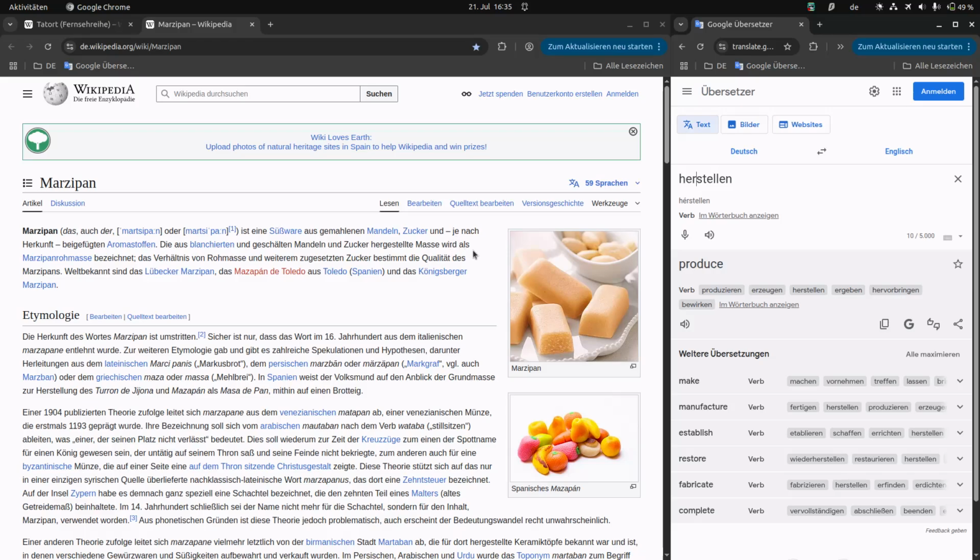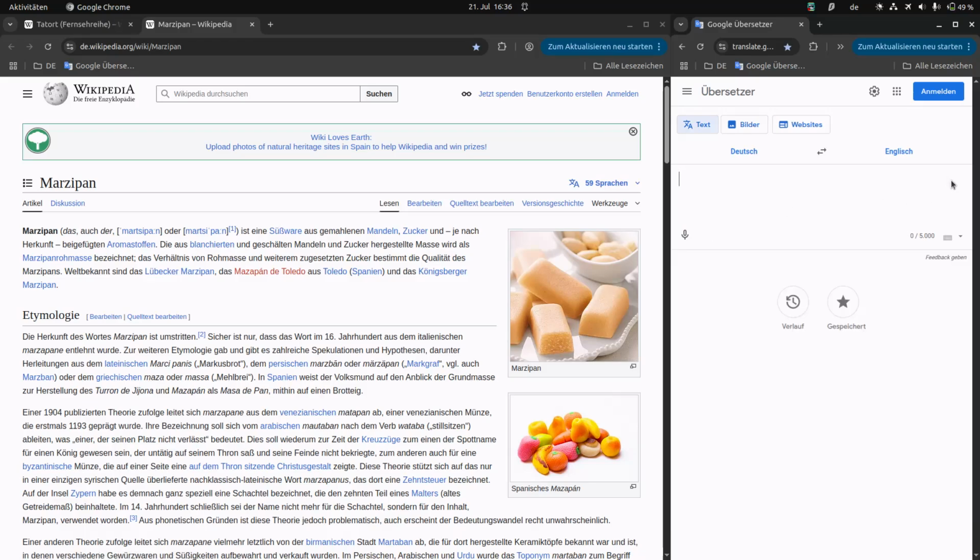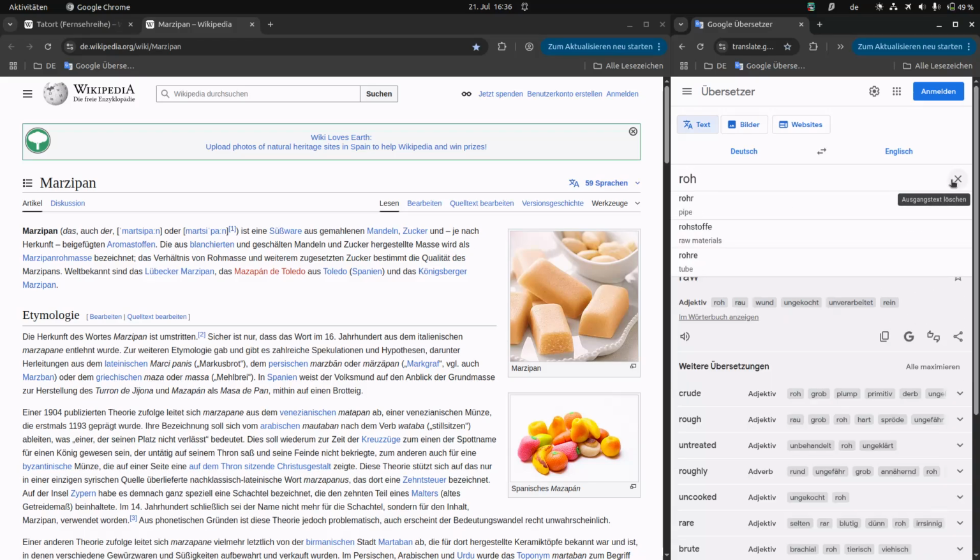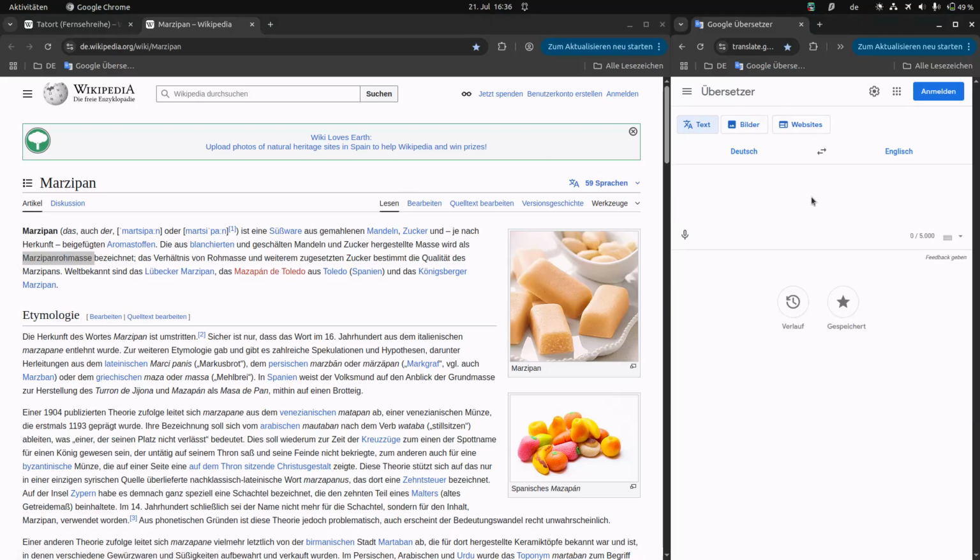It's being called as, or yeah, it's being called the marzipan Rohmasse, which just means the roh is the word for raw. Something is raw, something is pure, and masse is just the mass, so the pure mass of the marzipan. So this just means the marzipan Rohmasse, pure marzipan mass. Let me just let Google translate that. Marzipan paste, yeah, you could say that. So this is being called the marzipan paste.